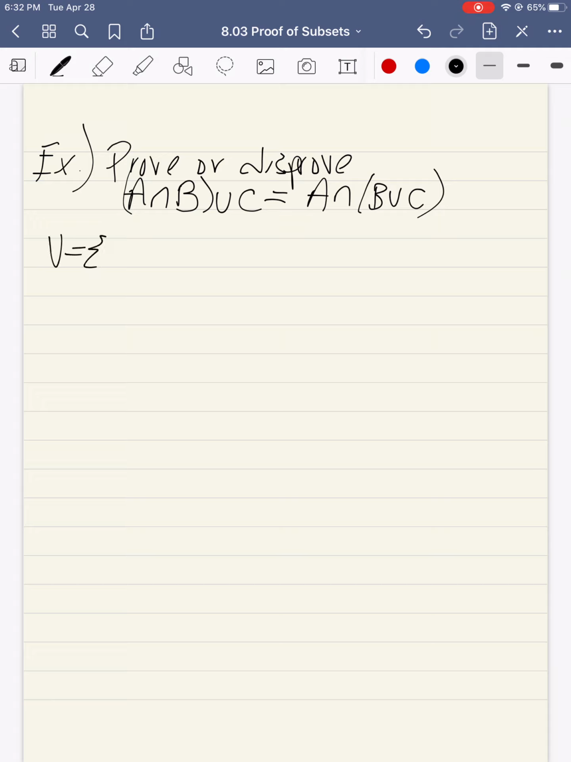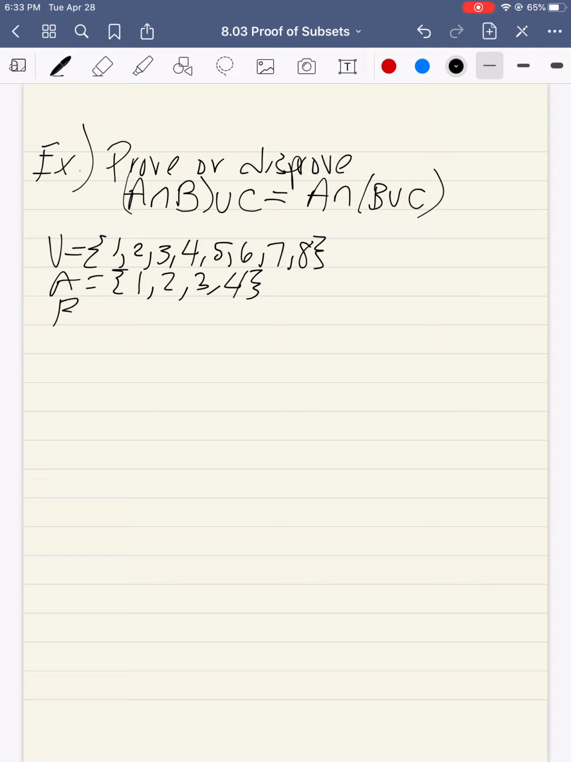So looking at this here, let's just try to see, is this true with just using an example of universal set. So let's have the universal set be the values 1 to 8. Let's let A be the set containing 1, 2, 3, and 4. Let's let B be the set containing 1, 2, 5, and 6. And let C be the set containing 1, 3, 5, and 7.